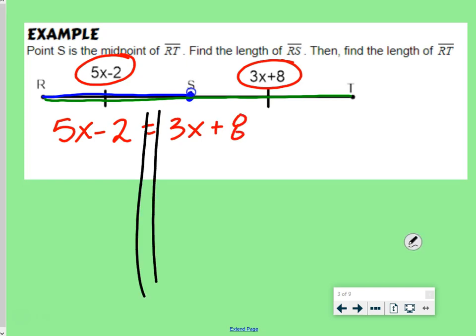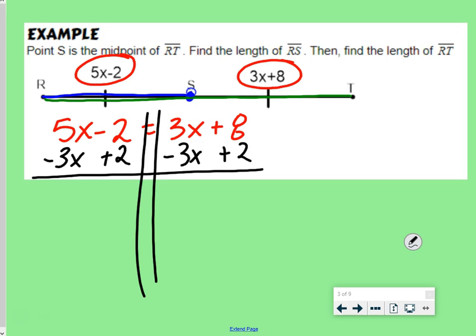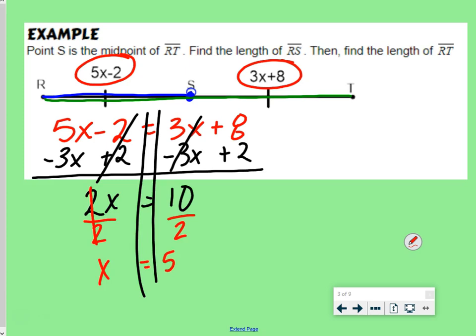Solve the equation. Get your variable to one side and the other numbers to the other side. We get 2x equals 10. Undo multiplication with division. We get x equals 5.